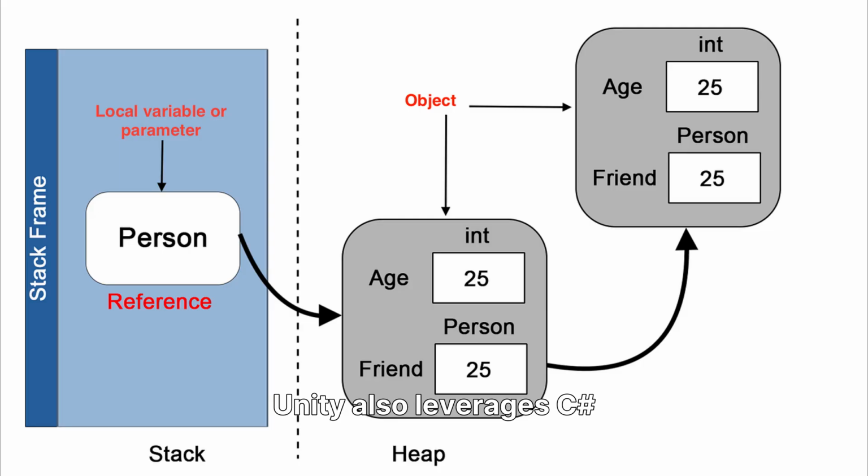Unity also leverages C# and the CLR, so the fundamental memory management principles remain consistent. This means that the concepts of stack and heap, value types and reference types, and the role of the garbage collector apply equally within the Unity environment. Your C# knowledge directly translates.